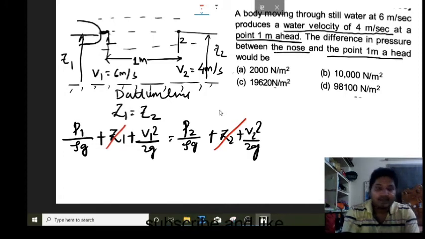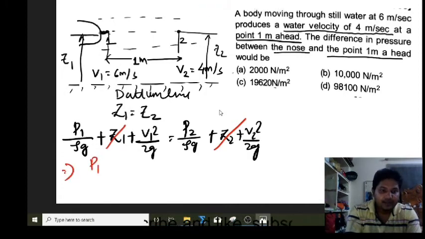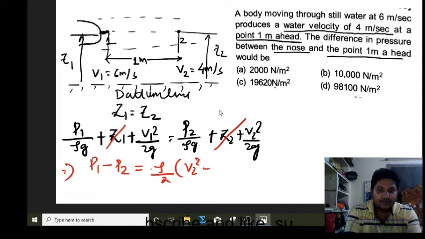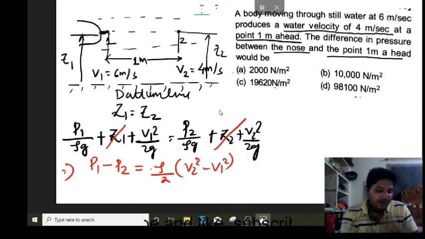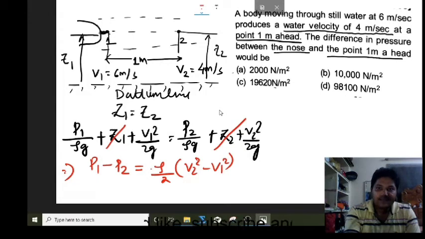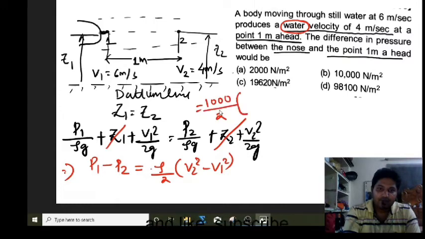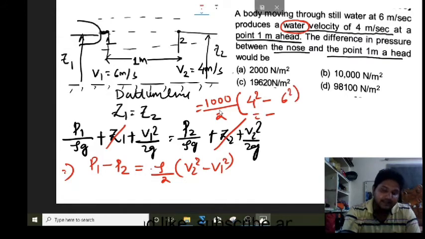Now it is asking for the pressure difference. So P1 minus P2, g will be cancelled, so this is rho by 2 into (V2 square minus V1 square). Water is the fluid, so the density of water we know is 1000 kg per meter cube. This is 1000 by 2 times (4 square minus 6 square), which comes out to minus 10,000 Newton per meter square.